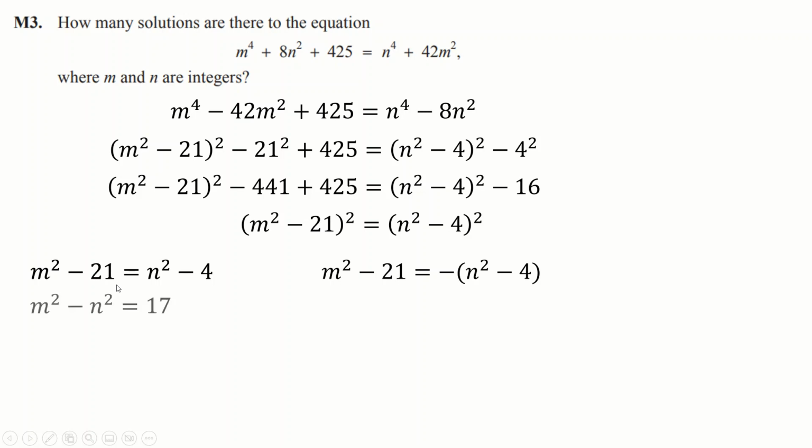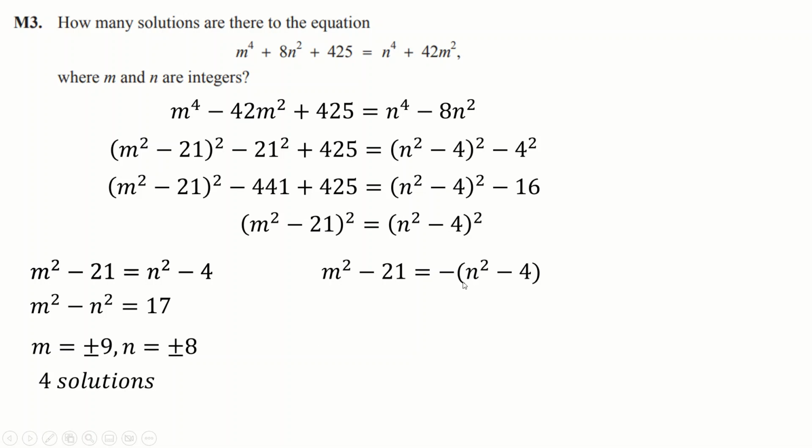Add 21 to both sides and take away n. Can you find two whole numbers that have a squared difference of 17? It's not too hard to find 9 and 8. It takes a little bit of searching. Now, of course, there are plus minuses here because these are all squares. So minus 9 all squared minus 8 all squared is just the same as 9 squared minus 8 squared. So there are how many combinations here? Well, there's plus plus, plus minus, minus plus, minus minus. So there are 4 solutions to that.